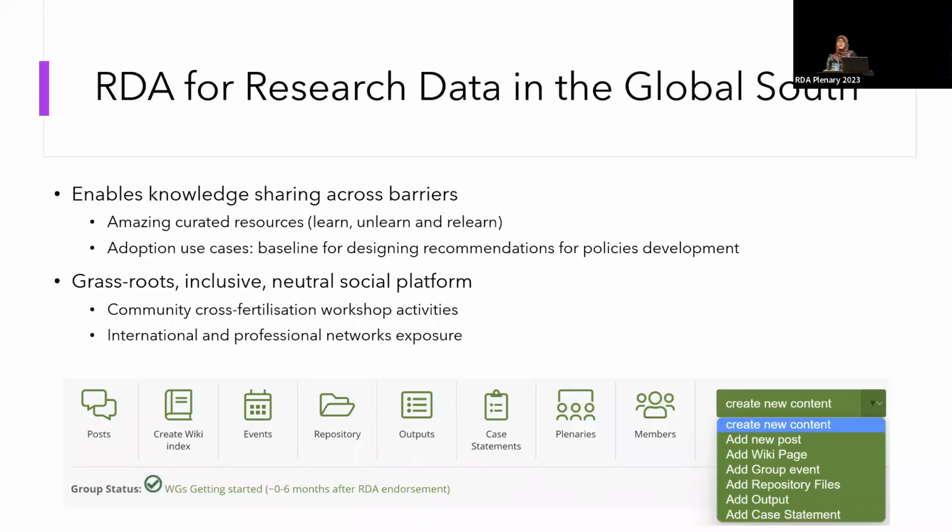And when talking about RDA's involvement in research data in the Global South, each country has its own fascinating story to tell. And in keeping with the mission of RDA, it surely enables knowledge sharing without barriers. I, along with the people responsible for making policies in Indonesia, always revert to the curated resources that RDA provides, in order for us to learn, unlearn, and then relearn. As the figure on the slides demonstrates, all of the RDA resources have been meticulously documented, and we can also view previous engagement in the past. The adopted use cases are also very useful for serving as a baseline for our recommendations regarding the development of policies.